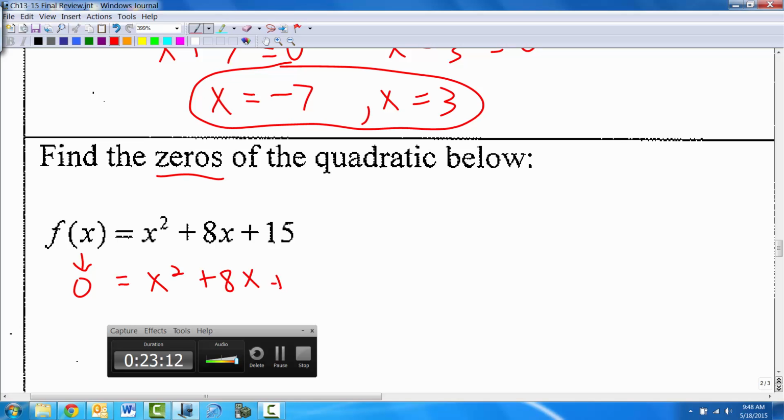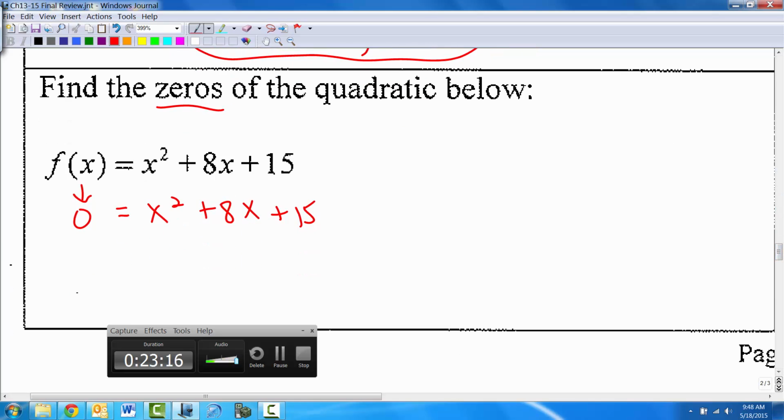Now, this could be done by the quadratic formula. It may take extra time. You might run out of time. Factoring is faster if you get good at it. And this is a fast one because it's a trinomial, MA with 1 being the leading coefficient. So, what multiplies to 15 and adds to 8?